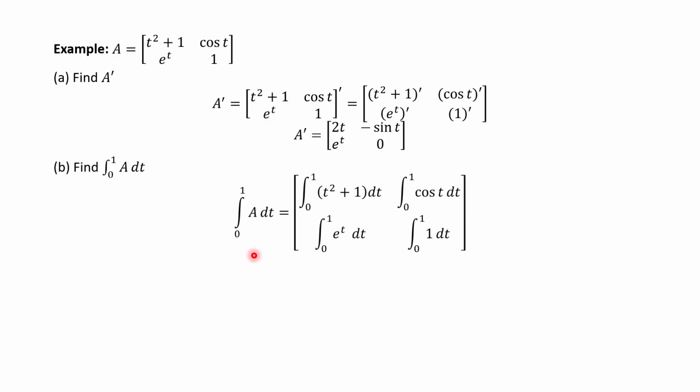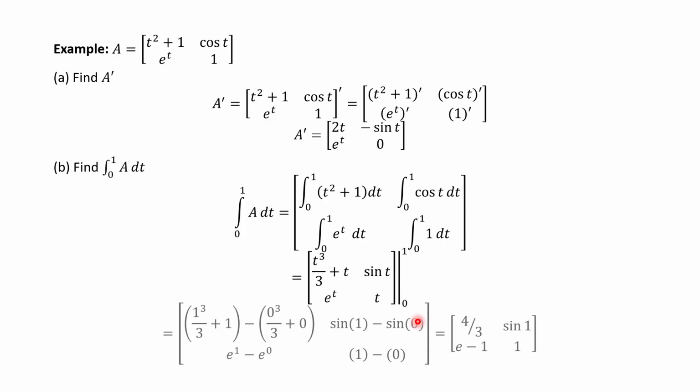Now let's find the integral of A from 0 to 1. Very similar in idea: the integral of the matrix is the matrix comprised of integrals. So each entry is just being integrated. You just integrate the individual entries using your rules from calculus. And then we have limits of integration, so we're going to evaluate each entry from 0 to 1. Just plugging in 0 and 1 and simplifying, we get that the integral of our matrix A, entry 1,1 is 4/3. The next entry is sine of 1. And then we get e minus 1 and 1.